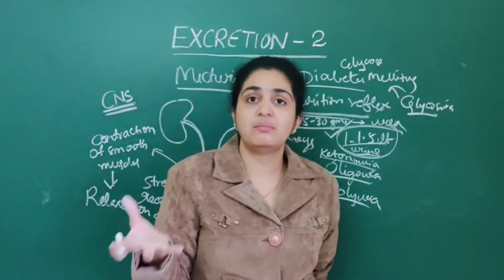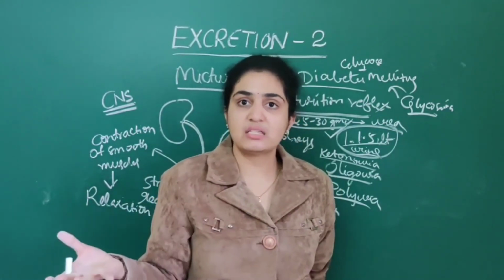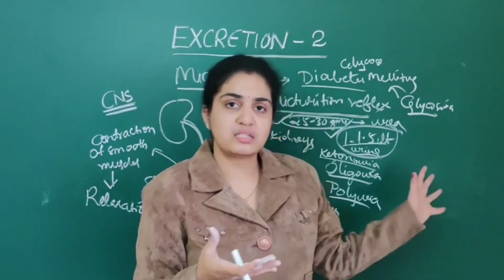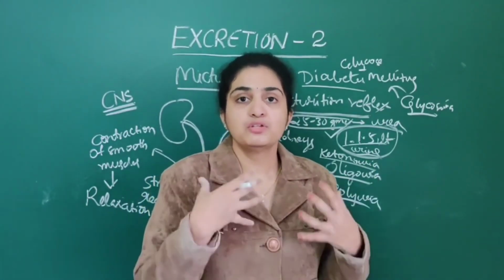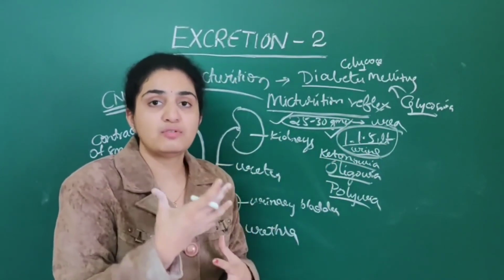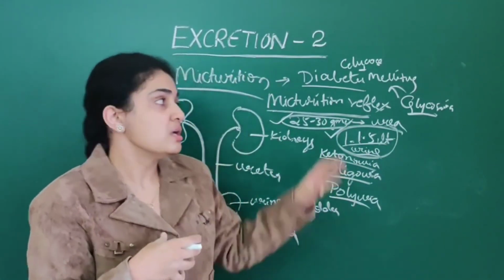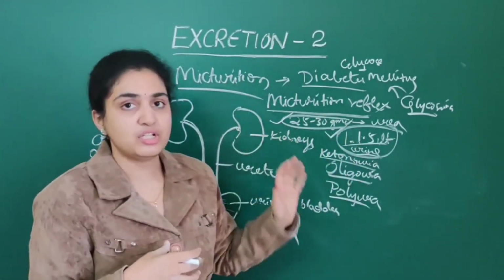Diabetes mellitus means sugar. Nowadays everyone is suffering from diabetes, no? That is nothing but glucose being present in urine. This is due to excessive consumption of sugary foods or carbohydrate-rich foods. So this is mainly the process of micturition.